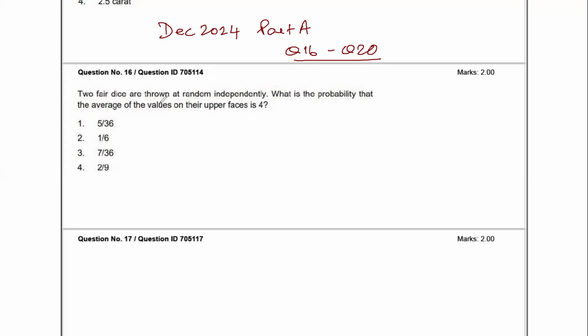Beginning with question 16, two fair dice are thrown at random independently. What is the probability that the average of the values on their upper faces is 4? So these are the options you get for a sum of 4. And there are 36 outcomes in total, from 1,1 to 6,6.